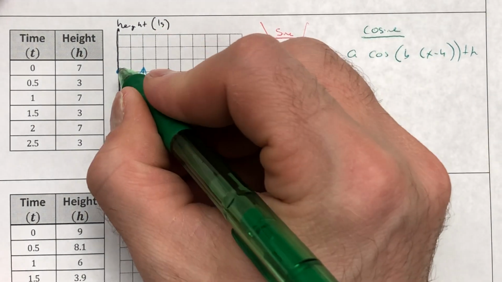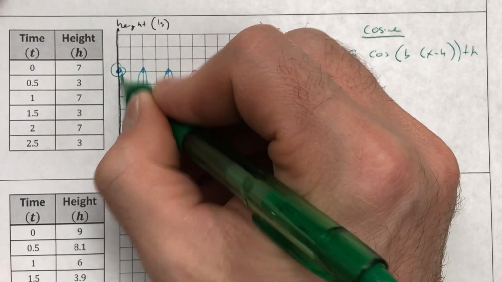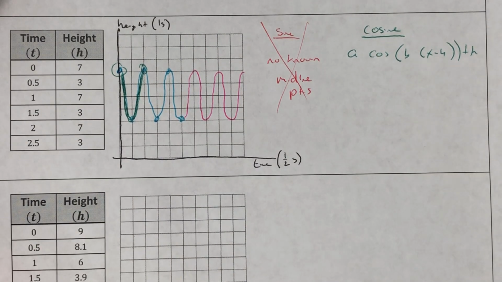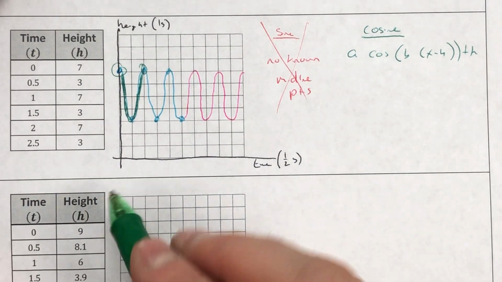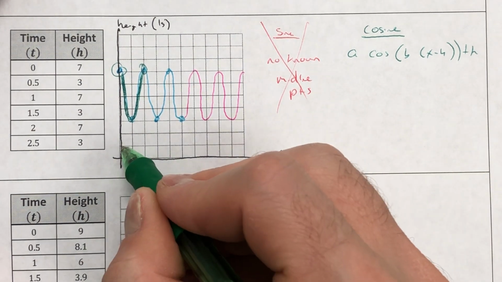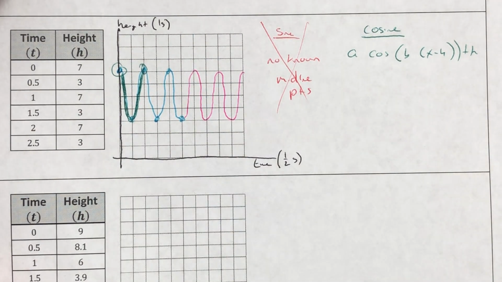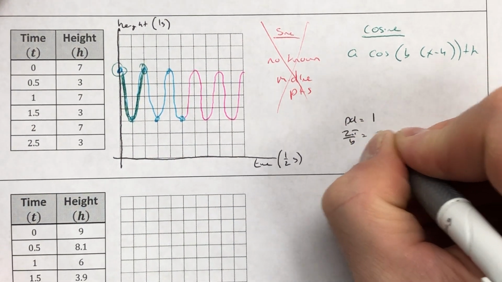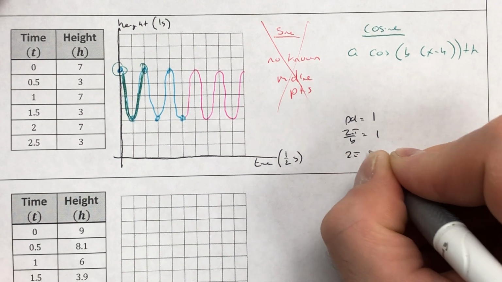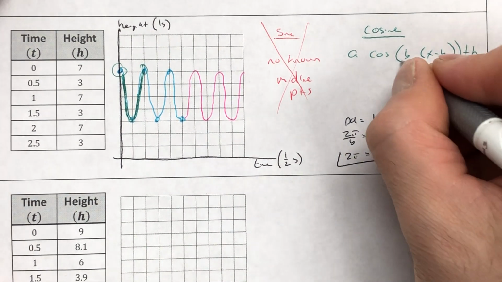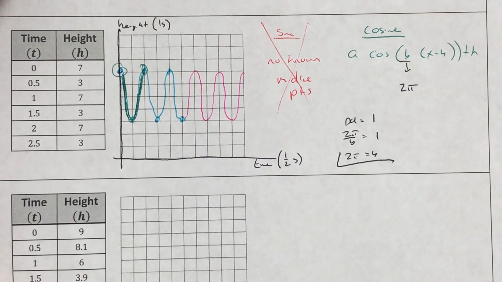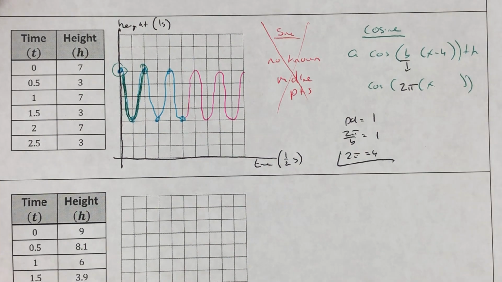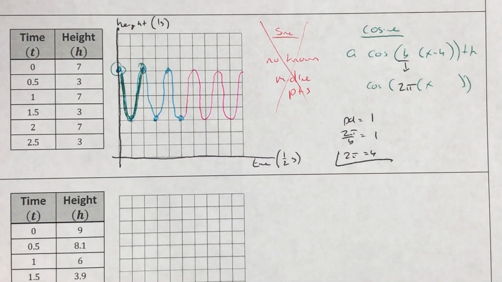Okay. My first known value, I'm going to trace it down. There we go. So in this case, we have a period of, let's see, going by halves, so half 1. So our period is 1. So 2 pi over b is 1. So 2 pi is equal to b. Awesome. So we got 2 pi is equal to b.